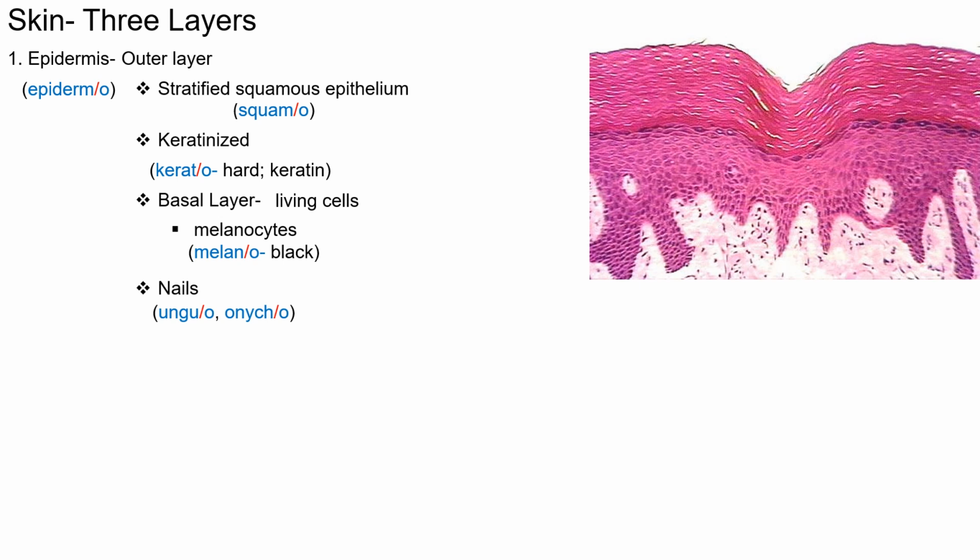Now, with nails, we have two combining forms, and once again, these are interchangeable: unguo and onycho. For the hair, the two combining forms are pilo and tricho, and these two are interchangeable. So with all of these, my suggestion is always use the one you can spell.